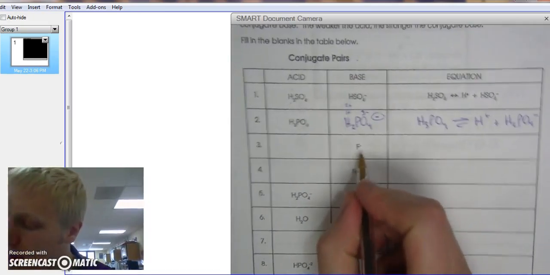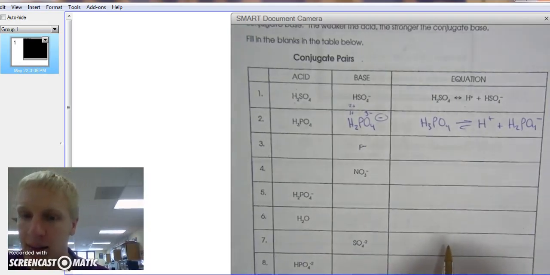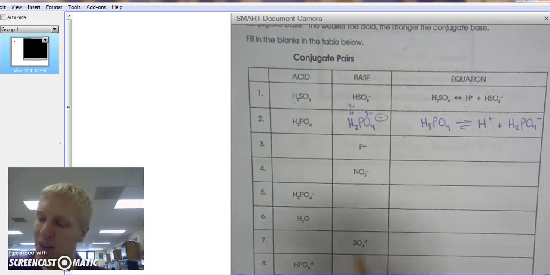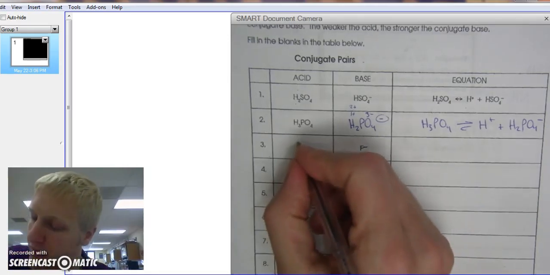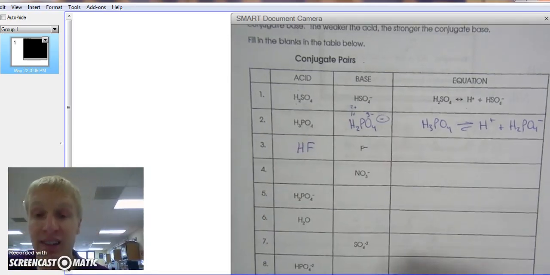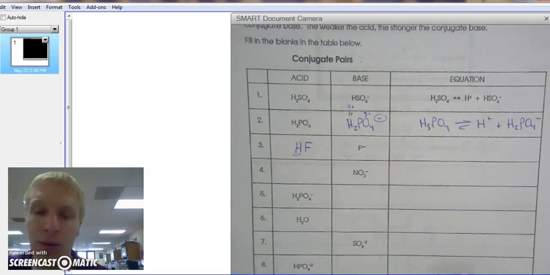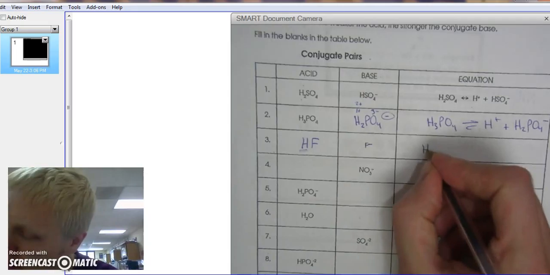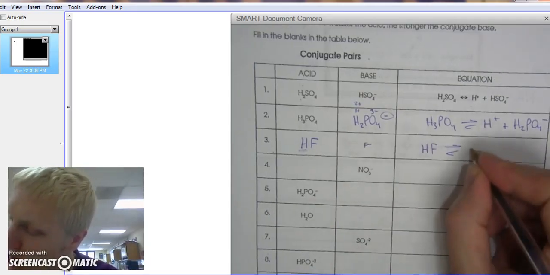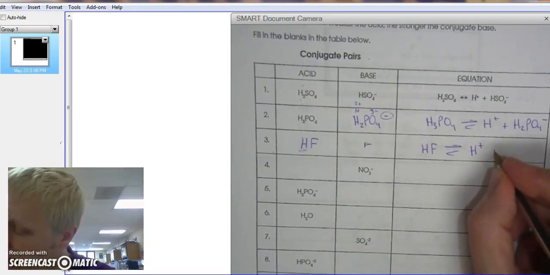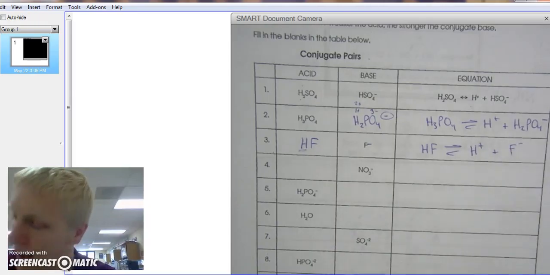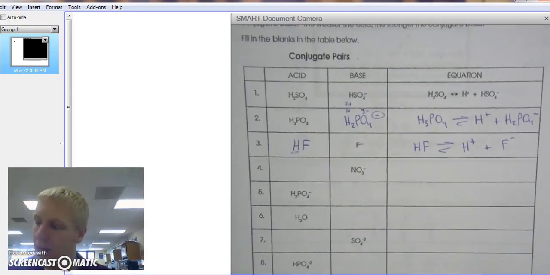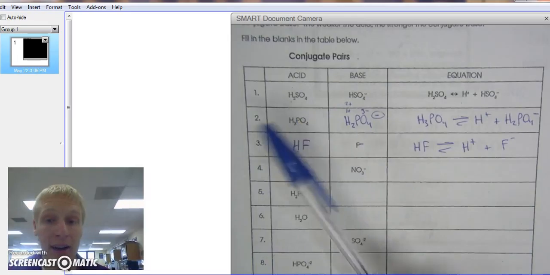Alright, doing one more. This is F-. It's a base, so it's a receiver of H+. Once it received its H+, it's now HF, which is an acid. Acids always start with an H. If they don't, then it's not an acid. So we would rewrite this as HF, equilibrium arrow, produces H+ plus F-. And that is a conjugate acid-base pair.